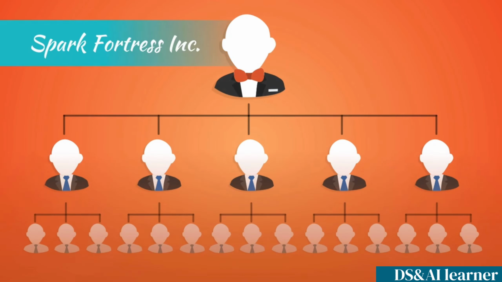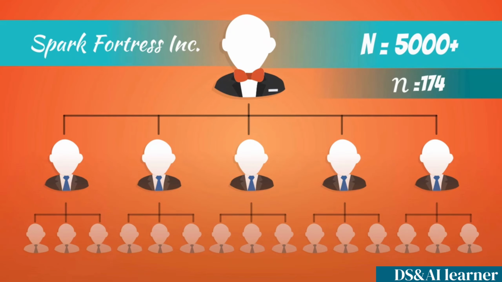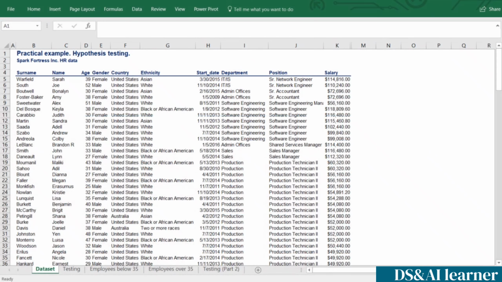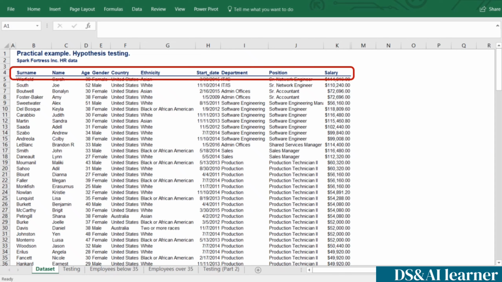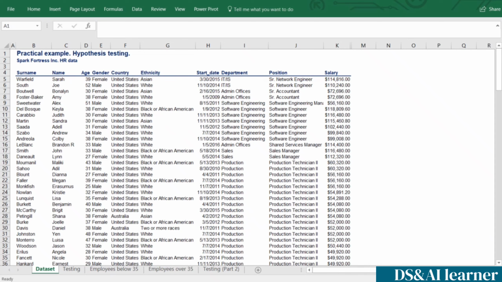Our fictitious company is called Spark Fortress Incorporated. It is a big company with more than 5,000 employees. And here, we will work with a sample of 174 of them. We have data showing us their name, age, gender, nationality, ethnicity, tenure, department, position, and annual salary. I believe there is no need for further explanation of the dataset.